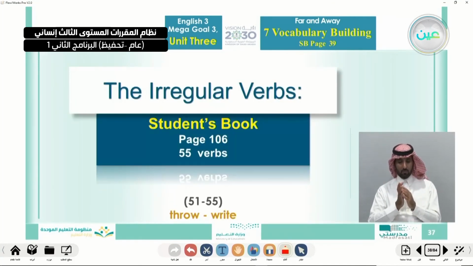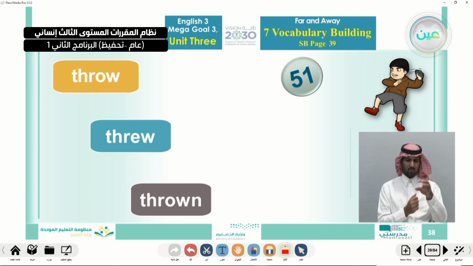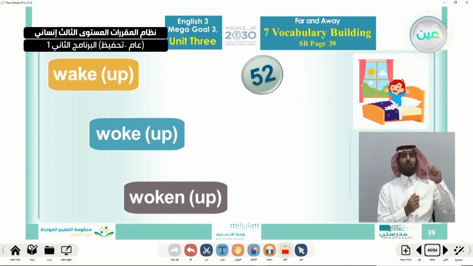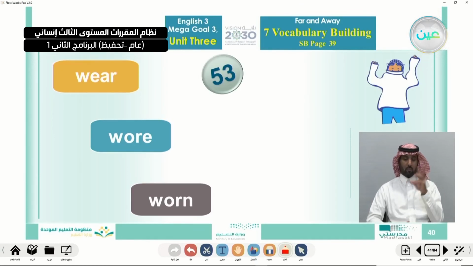Okay, now we move to the irregular verbs as the last part of our class today. Look at this verb here. He's throwing something. So how can we say the word in the present continuous in describing the picture? We say he is throwing. The word is throw, and the past is threw, and the past participle is thrown. The other word, as you can see here, wake up. What's the past of wake up? Woke up, and the past participle is woken up.